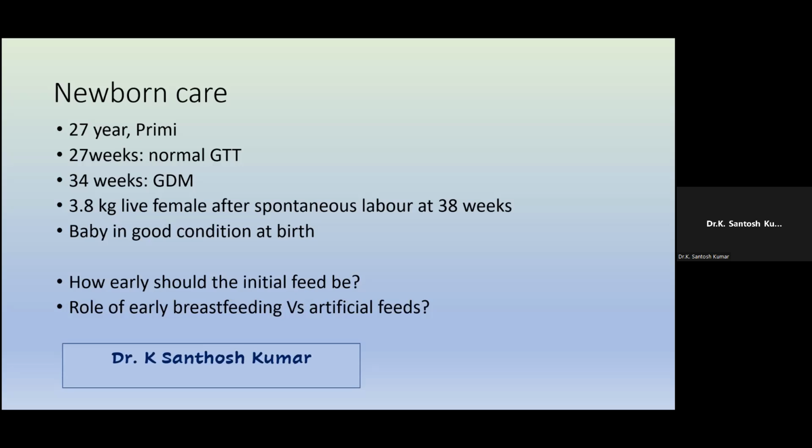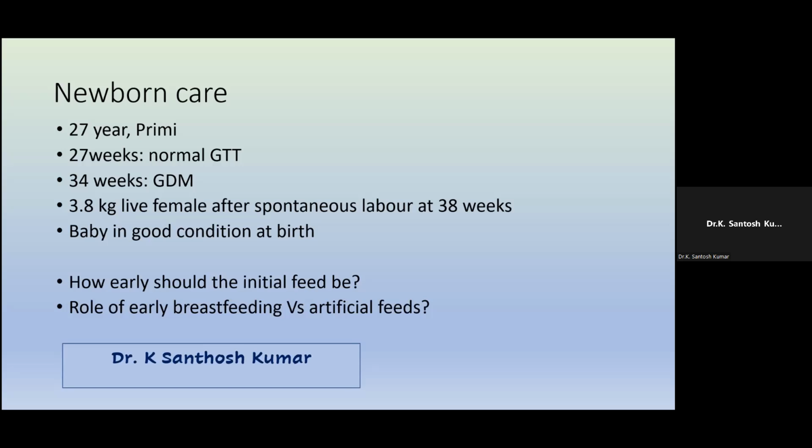So that is the basis behind the initiation of feeds within the first 30 minutes, at a max, as early as possible or within 30 minutes. That is the basis of first initiating feeds early. And with regard to breastfeeding and artificial feeds, it's always better to breastfeed the baby. Even if there is a difficulty in breastfeeding, you can express the breast milk and feed the baby.